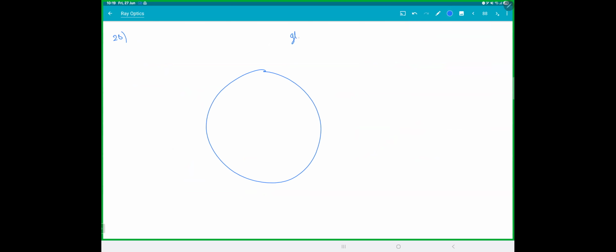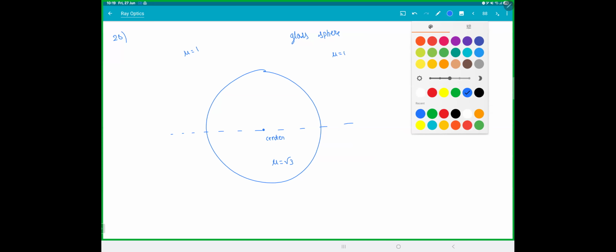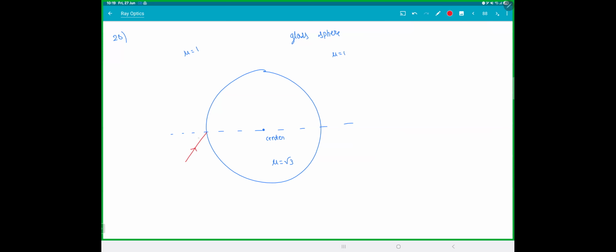We have a glass sphere. Mu is equal to root 3, and mu is equal to 1 outside. This is your center. You are sending a light ray like this at an angle of 60 degrees. Draw the path and find the deviation.